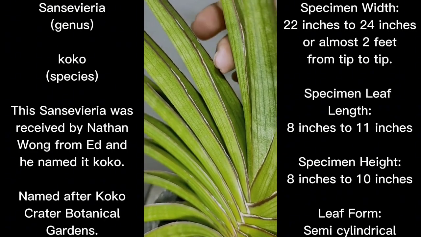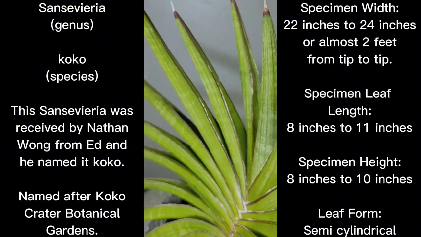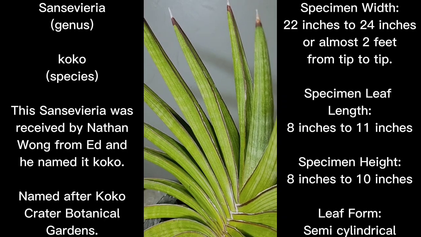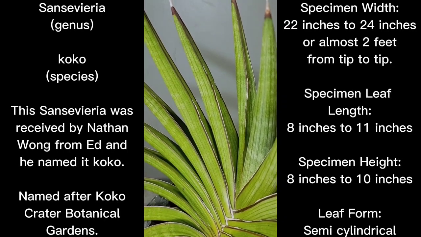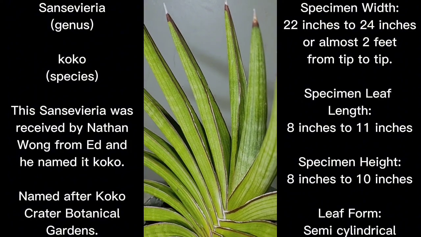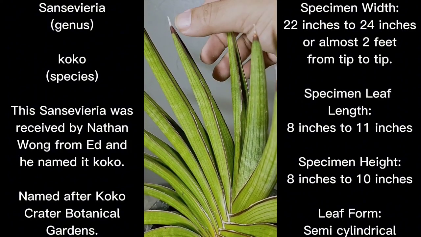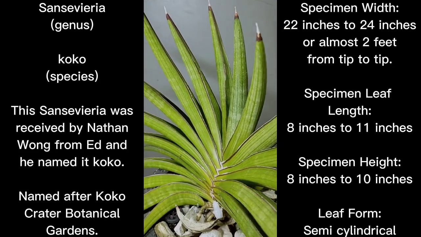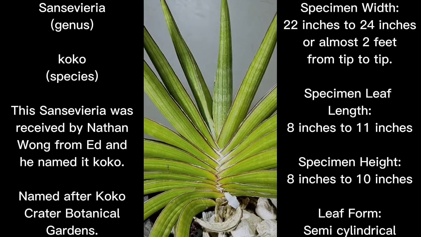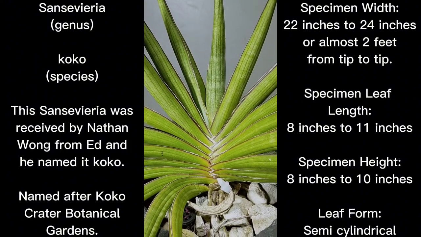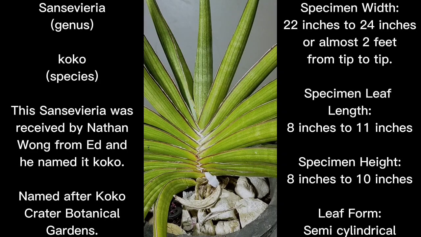So you would see the leaf canals over here, and they wouldn't have any red edging to them if they would really be cylindrical leaves, because they wouldn't have leaf canals where the red edges of the leaf would form. Alright, so that's one of my clarifications as to the appearance or characteristics of Sansevieria koko.